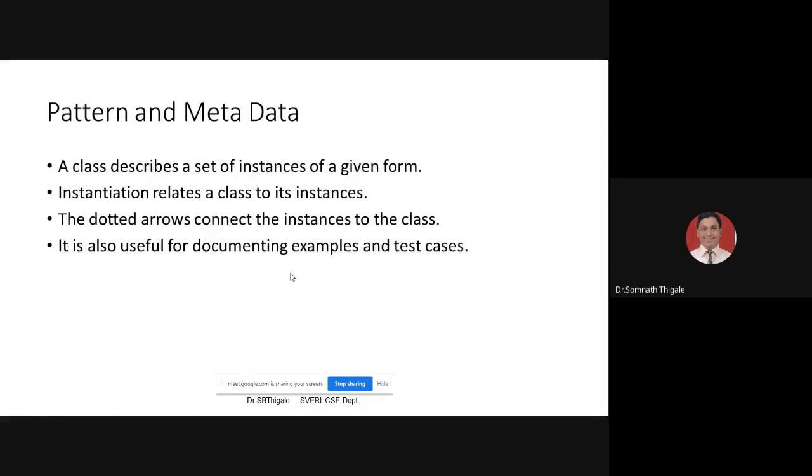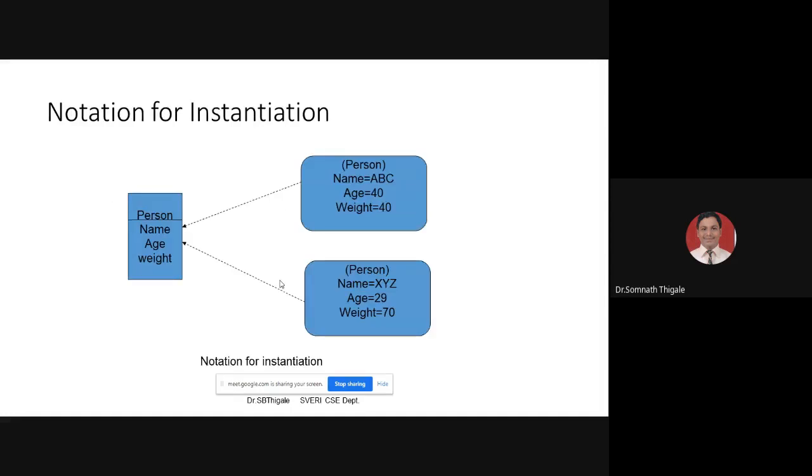So how can we represent it? Maybe in terms of their classes. A simple abstract class is nothing but a simple way to understand the concept of metadata. So that class describes a set of instances of a given form, and different instances relate to a class through its instance. Simply remember, dotted arrows connect the instance to that particular class. It is also useful for documenting examples and test cases. See here.